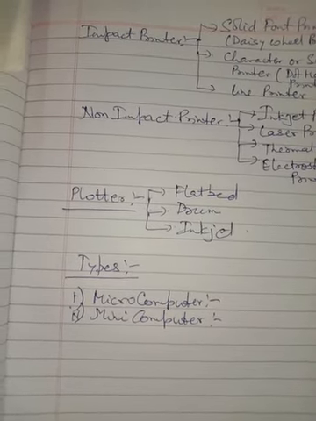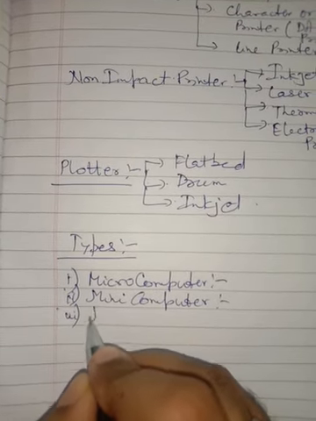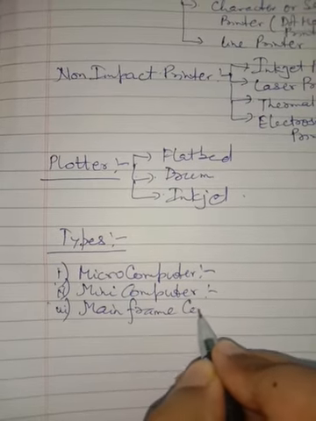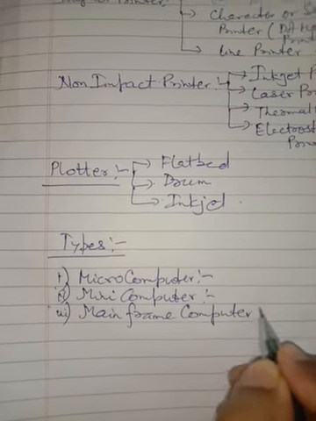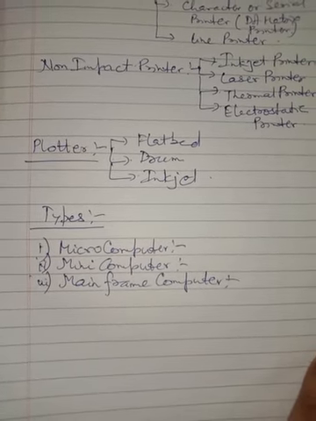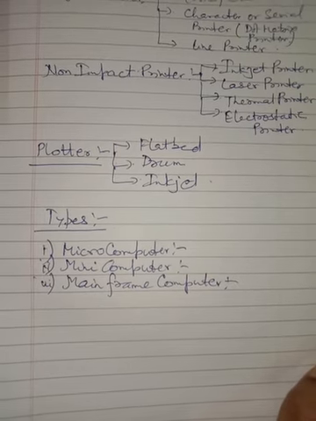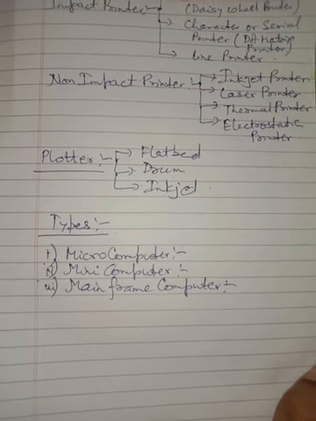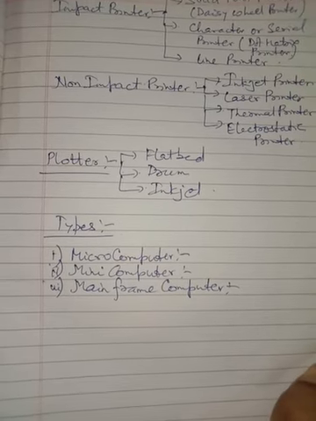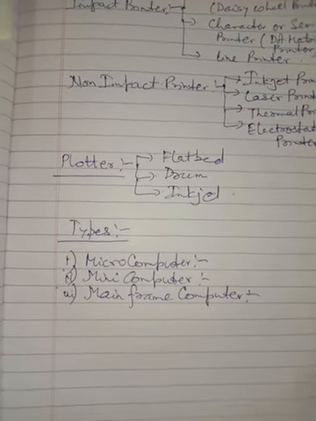Next type of computer that we have is mainframe computer. The mainframe computers are larger computers. They have many terminals that are connected with networks. They have faster speed. Their storage capacity is also very large. So they are used in big organizations like business, scientific research, in banks or in railways, etc.